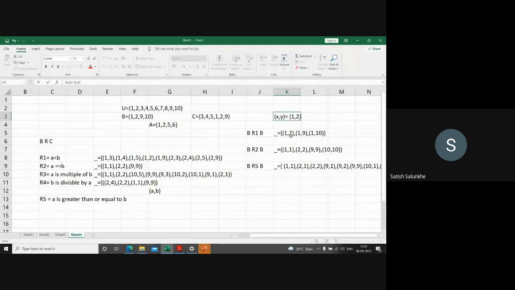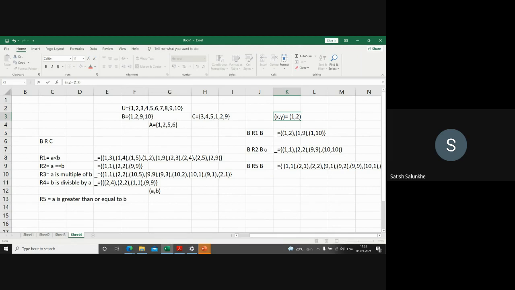1 comma 2 belongs to R. You do not have 2 comma something. So there is no way the condition is violated. 1 comma 9 belongs to R. There is nothing like 9 comma something. So the condition is not violated at all. 1 comma 10 belongs to R. 10 comma something is not there. So there is no question of condition violation. So therefore R1 is transitive because the transitivity property is not violated.